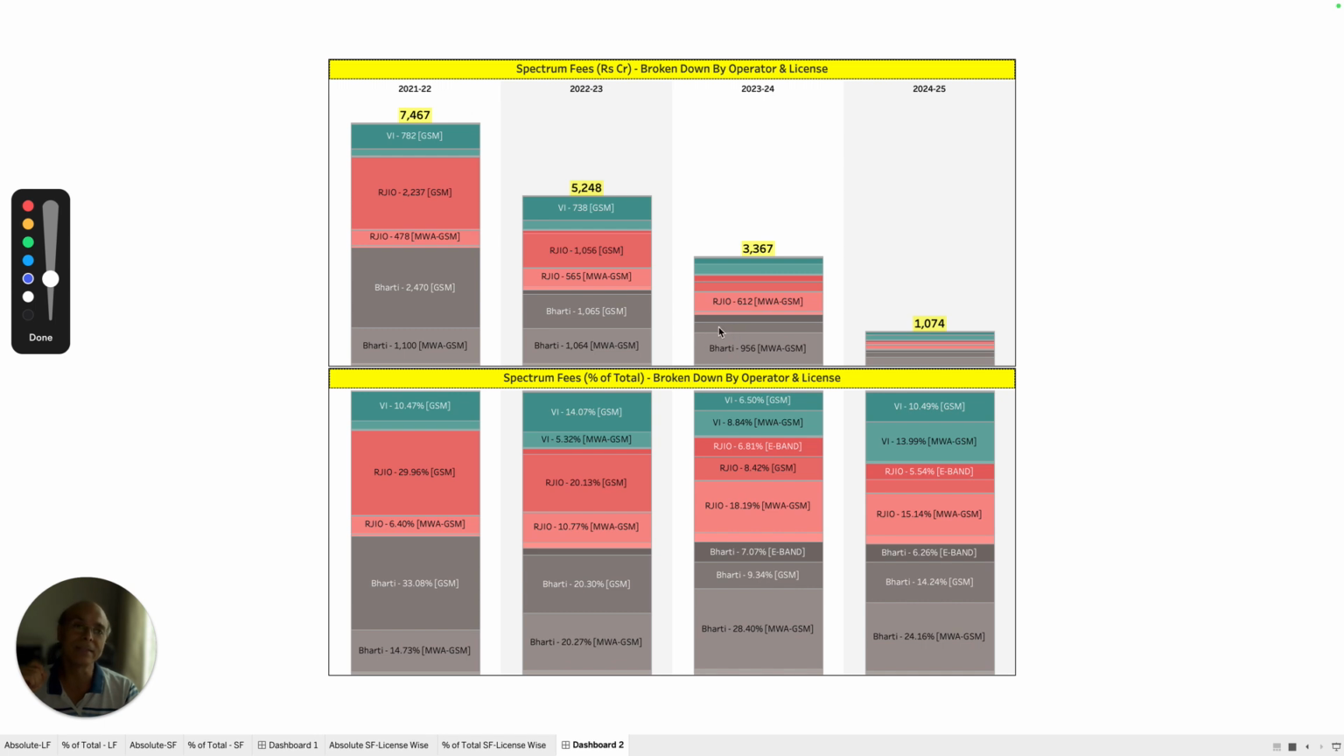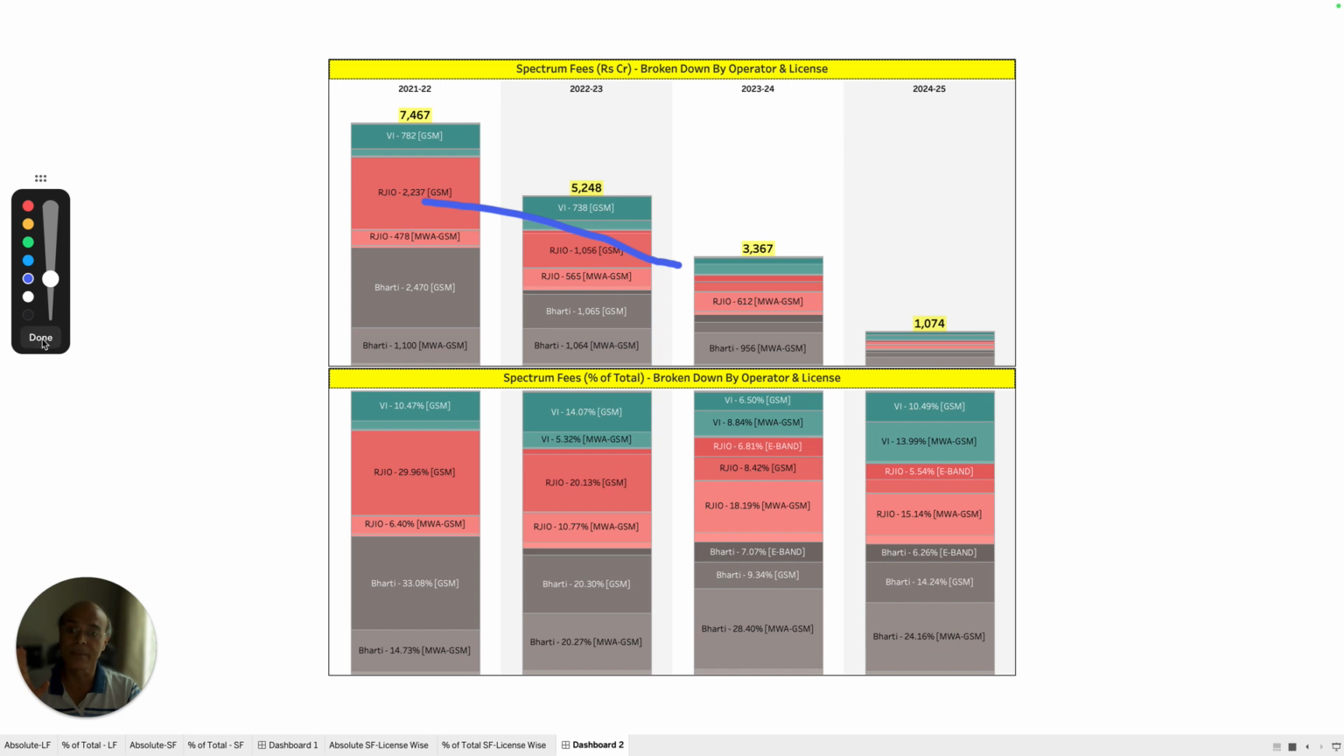And you look at this bar; it is so small, right? Reliance Jio's access number also went down. Like it is 2,237, and then it went down to 1,056, and then it went down to 612. So from a Reliance Jio point of view, you see that the numbers actually have gone down significantly.